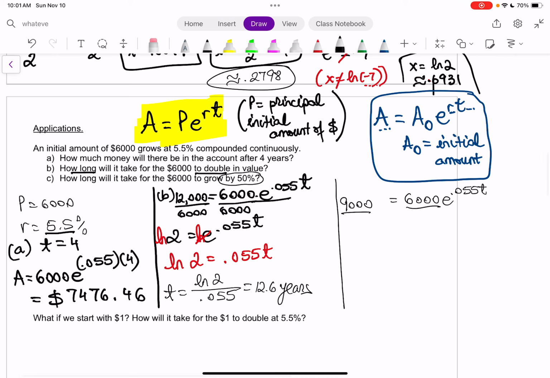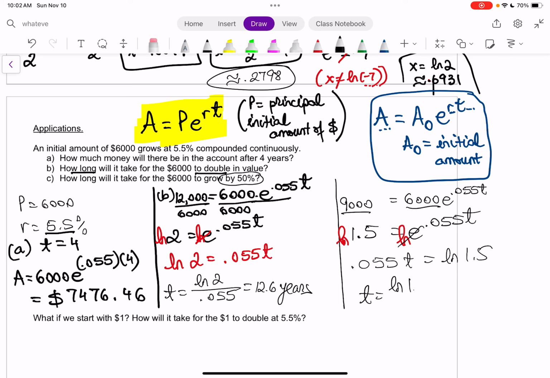So when you divide both sides by 6,000, you'll get 1.5, which is really 150%. 100% of 6,000 is 6,000, so it stays the same, yes? But to add 50% means you get to 150%. So same thing, we're going to log both sides with a natural log. And so 0.055t will equal ln of 1.5, where t is natural log of 1.5 divided by 0.055.